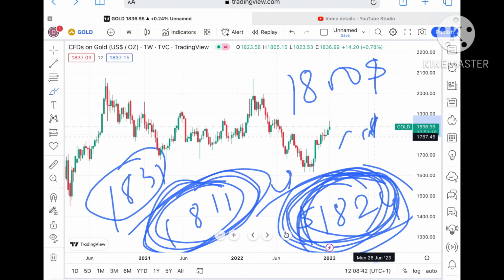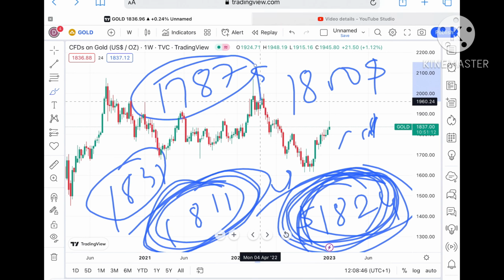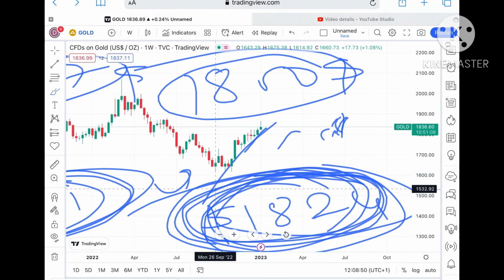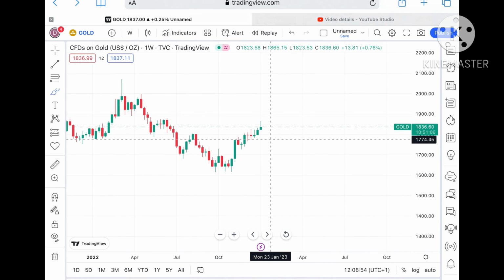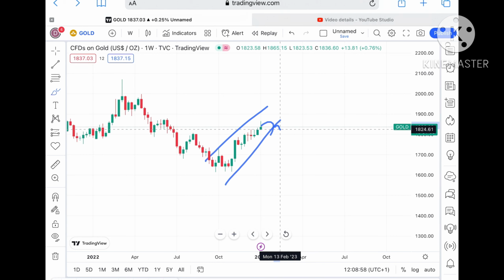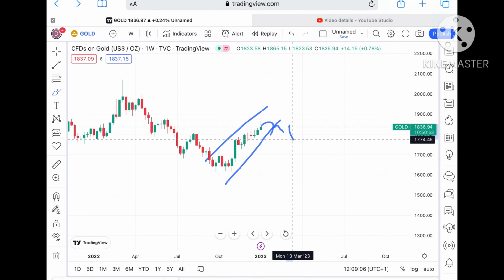Once it starts moving below 1800, chances of touching a level of 1787 will be there, and from there it can go further low, because this is a trend line. Once this trend line breaks downside, chances of moving further low are there. As you can see looking at this chart, 1824 is a trend line. Once it moves below 1824, chances of touching 1787 are there.